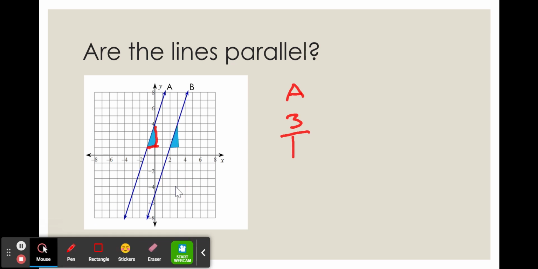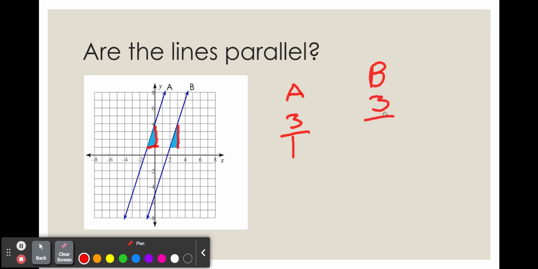And then we are going to determine the rise over the run for our second line. So for line B, we're going up 3 and over 1 space. So they have the same slope. So because of that, we can say they are parallel.